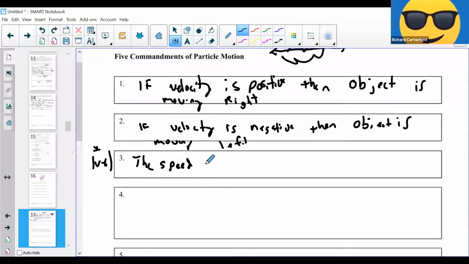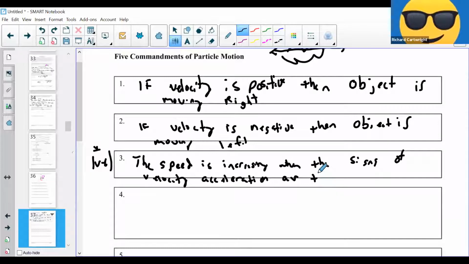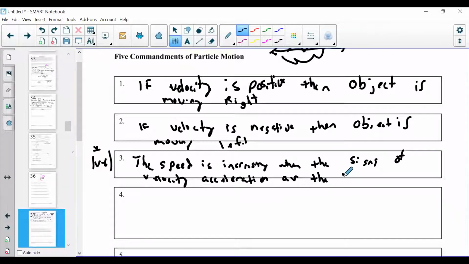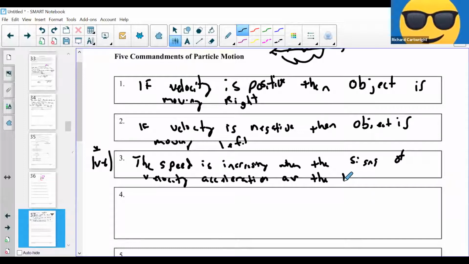The speed is increasing when the signs of velocity and acceleration, can you fill in the blank, are what? Positive. If they're both positive, you're correct. What if they're both negative? If they're the same. They can both be positive, and you're absolutely right.